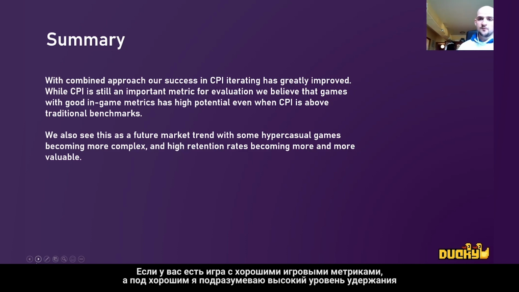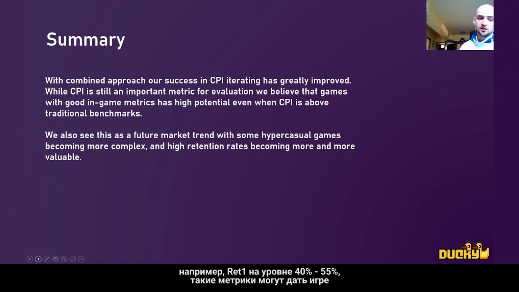So if you have a game with good in-game metrics, and by good I mean high retention rates like 45, 50, 55% retention day one, this might be a good start, even despite the fact that you have a bad CPI. So if you do have games where you believe CPI might be dropped, don't hesitate to reach out to us. We'll provide our assistance, and we'll do our best to help you decrease the CPI of your game.